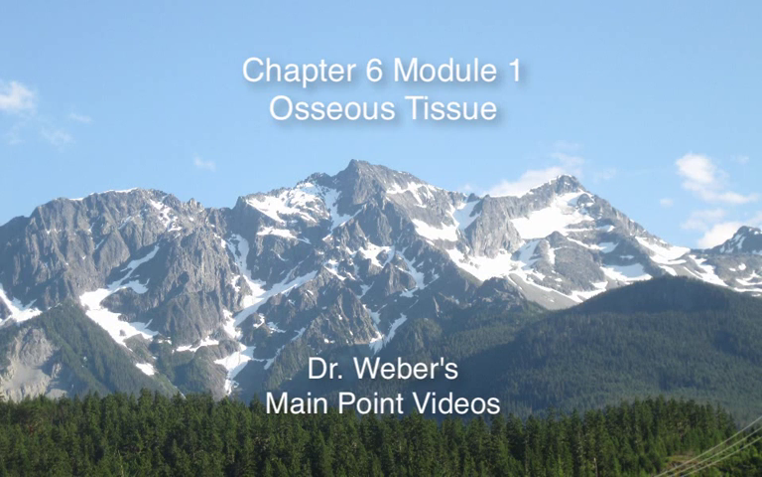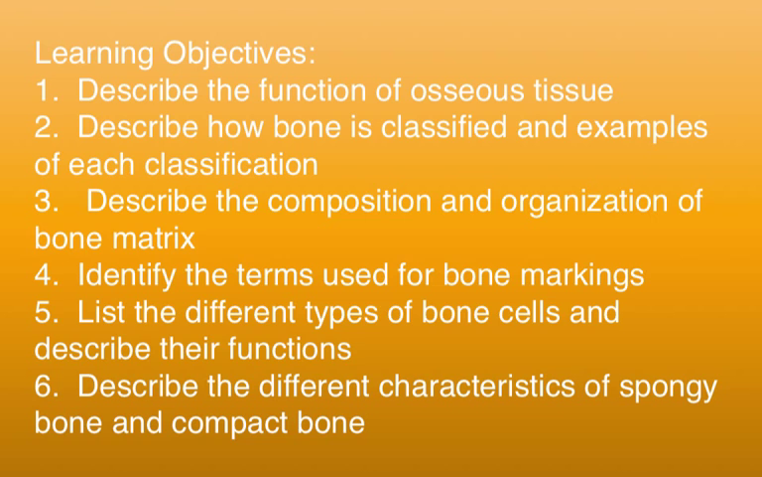This is Chapter 6, Module 1, Osseous Tissue. The learning objectives of this module are: 1. Describe the function of osseous tissue. 2. Describe how bone is classified and give examples of each classification.